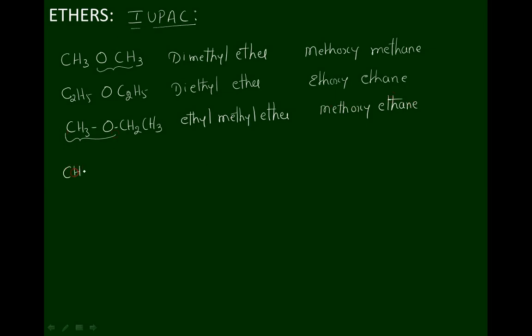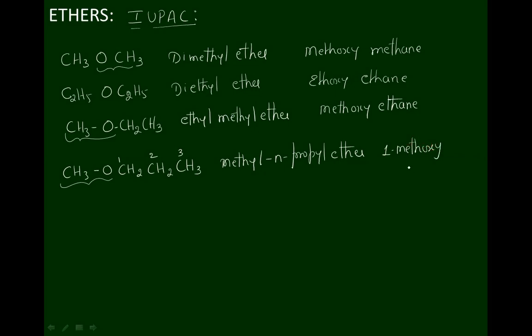Next, CH3OCH2CH2CH3. This is a methyl group and this is a propyl group, and the propyl group has a straight chain, therefore it is methyl n-propyl ether. The IUPAC name is linked to this only, and here we number 1, 2, 3. So 1-methoxypropane. Pause the video, please note it down.